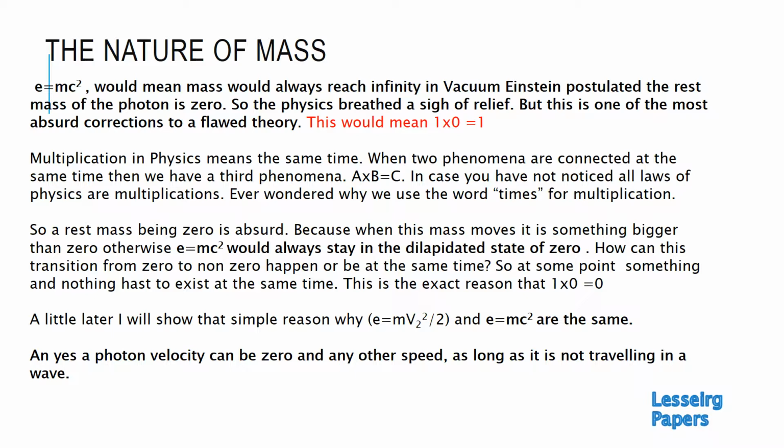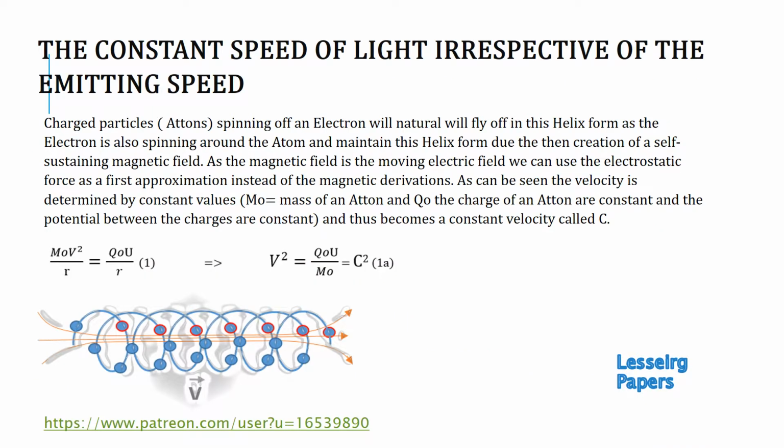So moving on, what's the explanation to all this? I've already done a video on it, but I'm just going to recap here in case you're here for the first time. The constant speed of light, irrespective of the emitting speed, has something to do with the fact that the electron is made out of atoms. There's a lot of atoms, negative and positive atoms. And when this electron gets jolted, they spin off the electron and will naturally fly in a helix form.